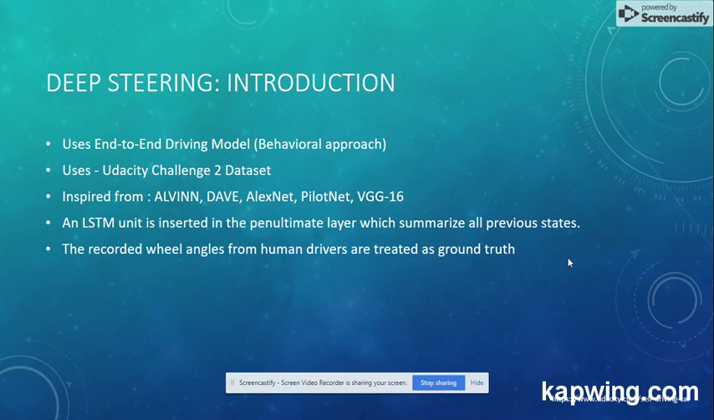That is the deep steering. This is also an end-to-end driving module, which is based on the behavioral approach. It uses the Udacity challenge dataset, and it was inspired by previous models like ALVINN, the DARPA DAVE, AlexNet, NVIDIA's model PilotNet, and VGG16. Here an LSTM unit is inserted as the penultimate layer, which summarizes all previous states. Also, the recorded wheel angles from human drivers are treated as the ground truth.